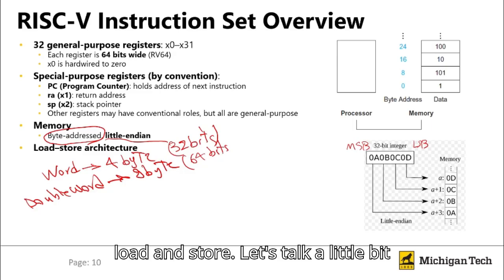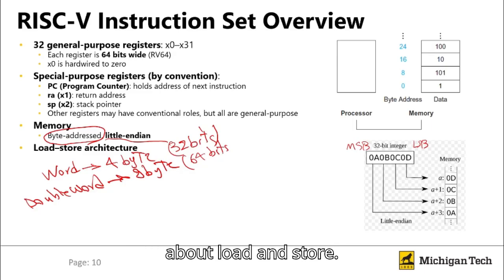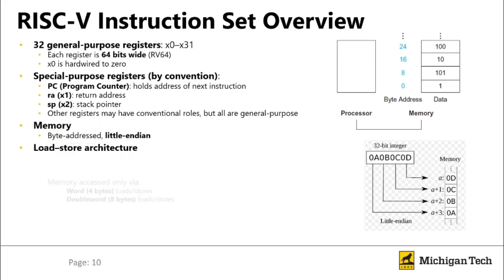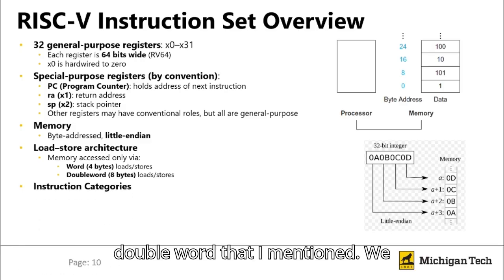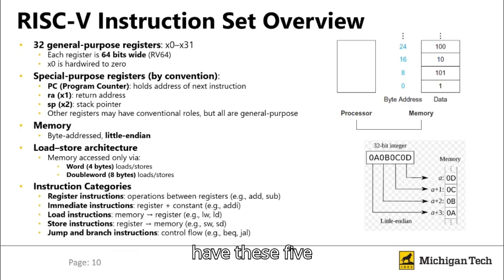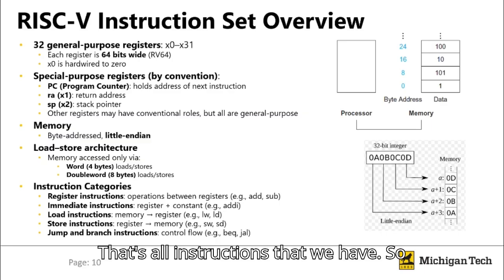So load and store. Let's talk a little bit about load and store, and finish. So yeah, that's the word and double word that I mentioned. We have these 5 different types of instructions: registers, immediate, load, store, and jump. Those are all the instructions that we have.